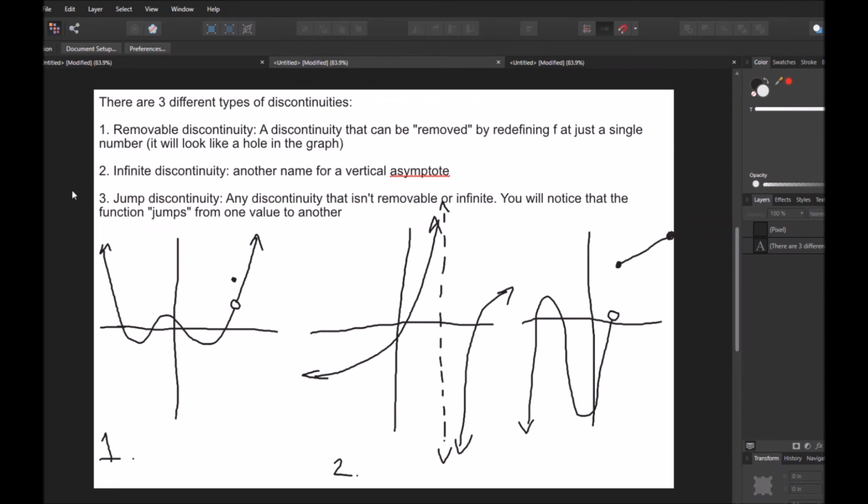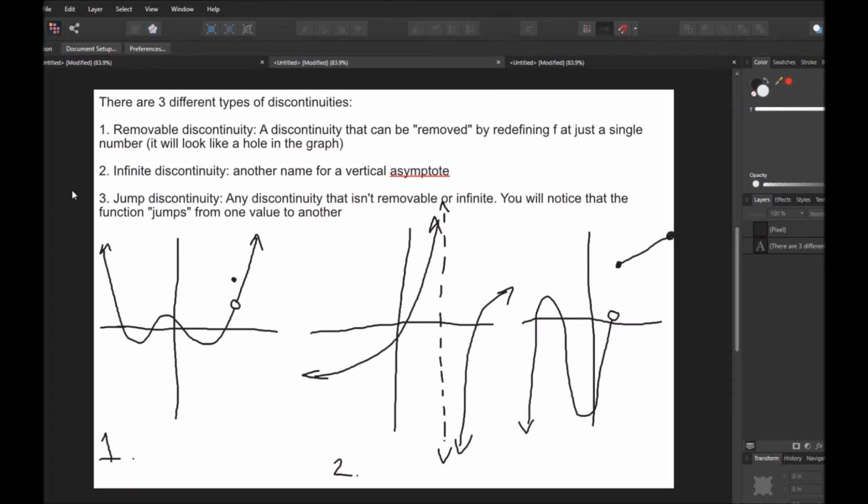There's the removable discontinuity, which is a discontinuity that can be removed by redefining f at just a single number. It will look like a hole in the graph, as you can see by the graph marked number 1 in the bottom left-hand corner there. There's also the infinite discontinuity, which is another name for a vertical asymptote, which is the middle graph there. And then there's a jump discontinuity, which is any discontinuity that isn't removable or infinite. You'll notice that the function jumps from one value to another.